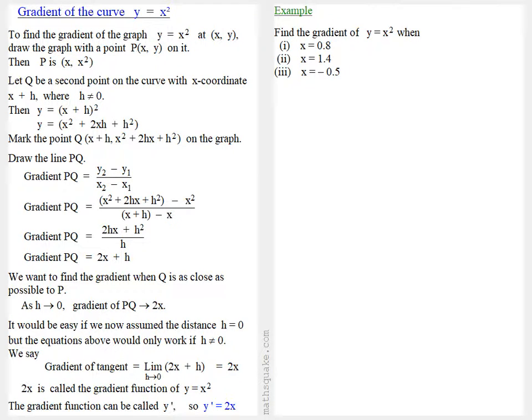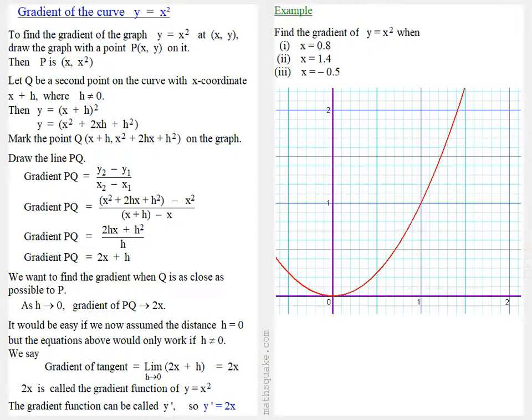Let's look at an example. Find the gradient of y equals x squared when 1. x is equal to 0.8, part 2, x is equal to 1.4, and part 3, x is equal to minus 0.5. Well, to solve this, we have y equals x squared, so the gradient function y dash equals 2x. So the gradient is 2 times the x coordinate.